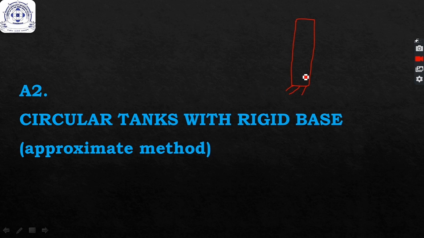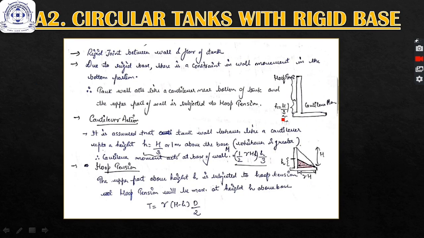As in the previous case, the wall of the tank was flexible at the base, and now the wall of the tank is rigid at the base. As this point is fixed, this wall will behave like a cantilever. So as this is the cantilever end, the moment here will not be 0 and will have some value, that is the cantilever moment at this particular base. This will be almost the same as that which we studied in the retaining wall design.